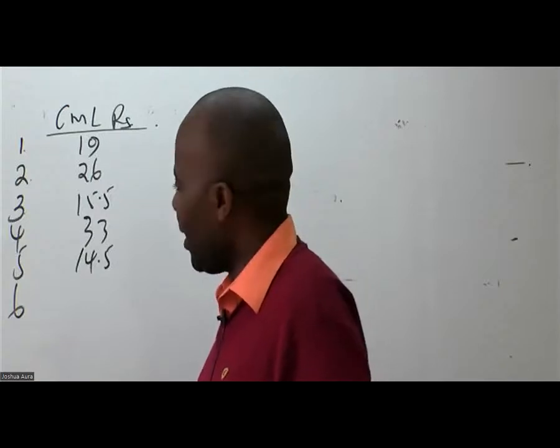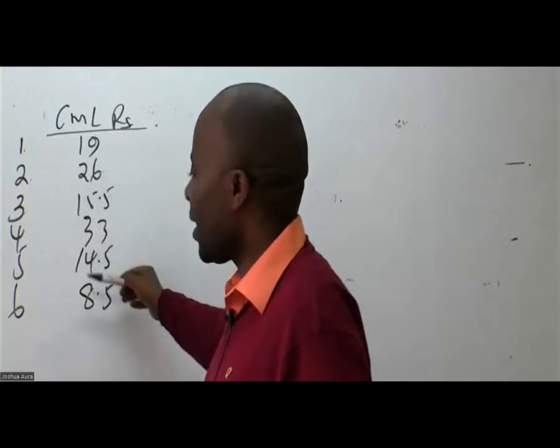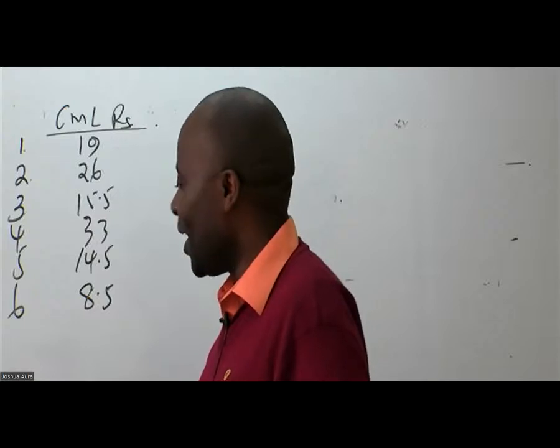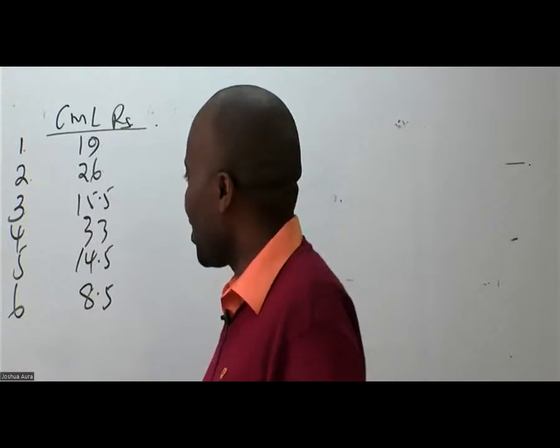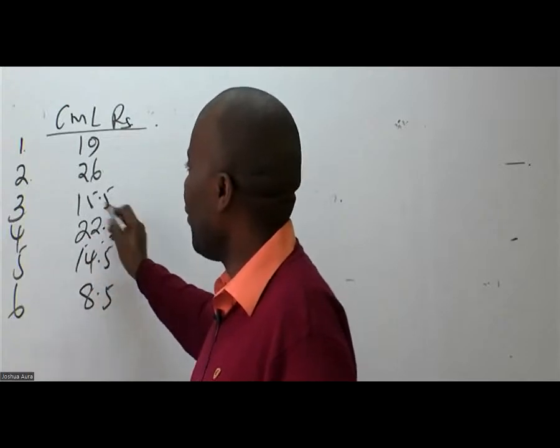8.5. Is there a 22.5 somewhere? I must have missed out: 1, 2, 3, 4, 5, 6. Is there a 22.5 somewhere? The fourth I'm being told is 22.5, not 33. 22.5, the fourth.